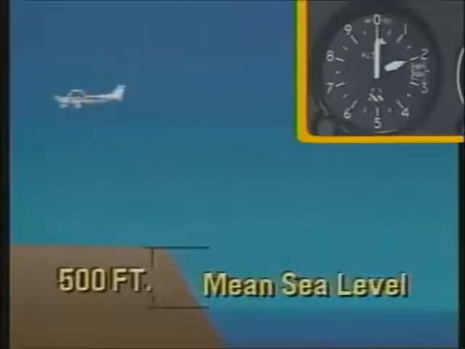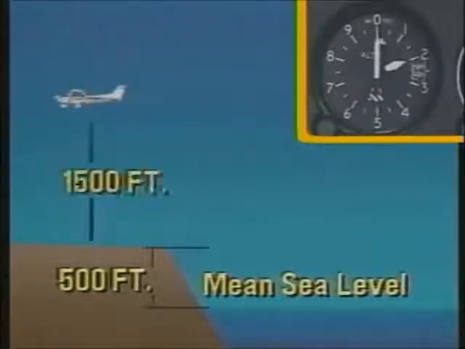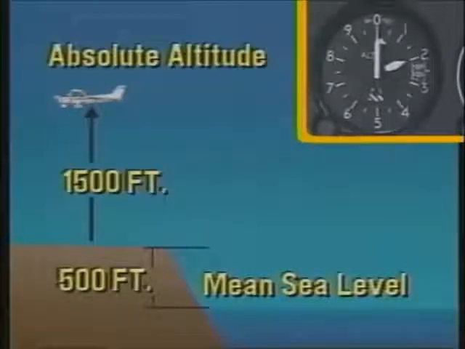If you're flying over a surface higher than mean sea level, you must subtract its height from the altimeter reading to obtain your distance above the surface. This difference is called absolute altitude and is often referred to as height above ground level, or AGL.